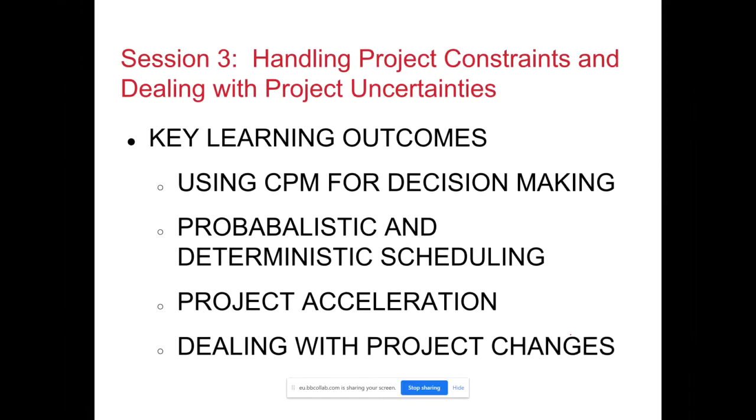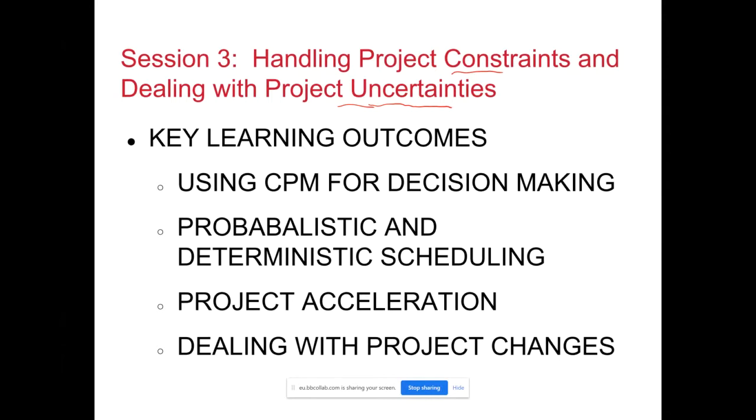Right. So in this session, we are going to talk a bit about handling project constraints and dealing with project uncertainties. So we do make a plan for a project, but things do not always go according to plan. There may be some unforeseen risks that could materialize because of weather. We could encounter difficulties. So how do we face those sorts of uncertainties in order to bring the program back on track?